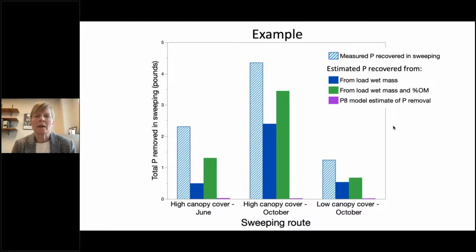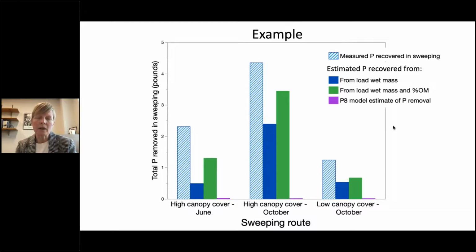So this is just an example that I developed from a couple of our routes where we know how much phosphorus was recovered in sweepings because we analyzed the phosphorus directly. And then I've compared that to the estimates that we would obtain using this calculator, either based on knowledge of the load wet mass, which is the dark blue bar, and the organic matter concentration, which is the green bar. And then the purple bar is the P8 model estimate of P removal.